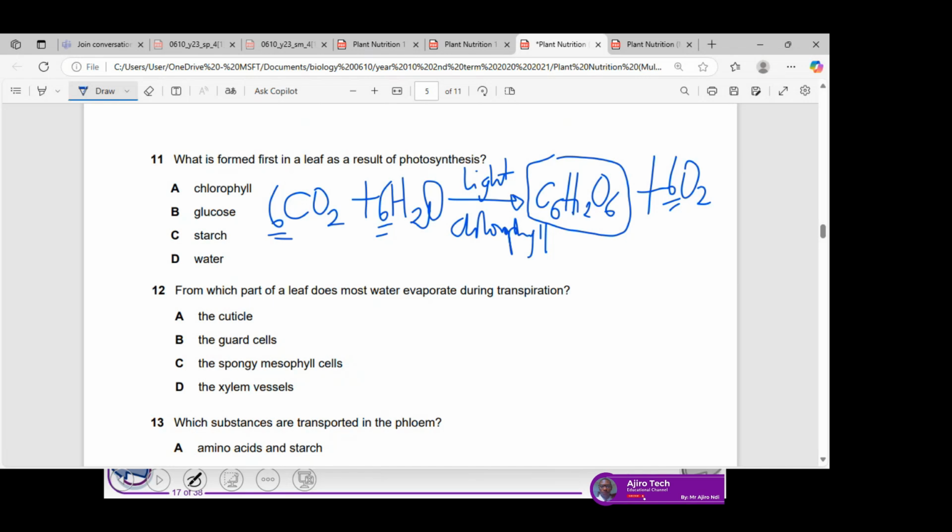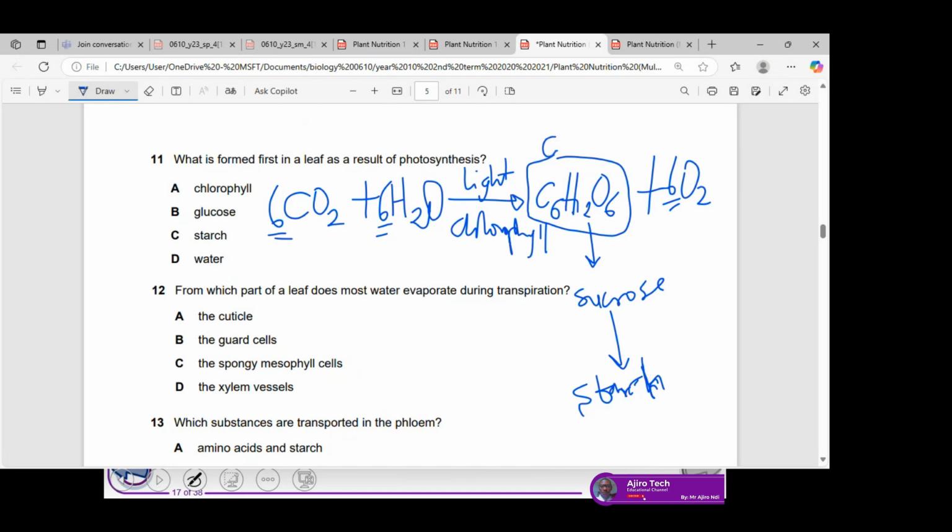So the first stable product of photosynthesis is glucose. That's what is made first in the leaf. Then they will convert the glucose to sucrose for transport from the leaves to different parts, and then they will store it as starch. So these are the three essential carbohydrates made and used in plants.